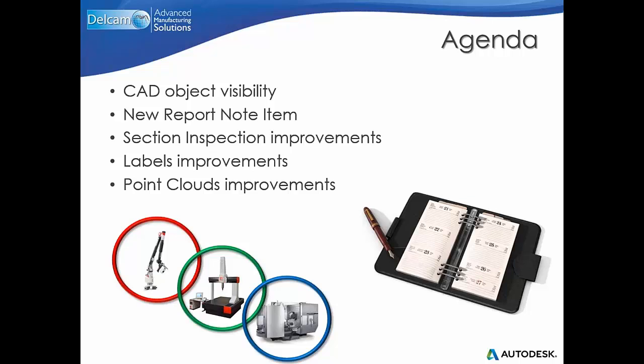Now, to better clarify what kind of device the new feature or improvement is relative to, in every slide you will see a combination of all three of the icons circled there. So if a new feature is relative to a portable device, you will see an arm. If it's relative to PowerINSPECT CNC, you will see a CNC CMM device. If it's relative to PowerINSPECT OMV, you will see a machine tool icon circled, just for your reference.